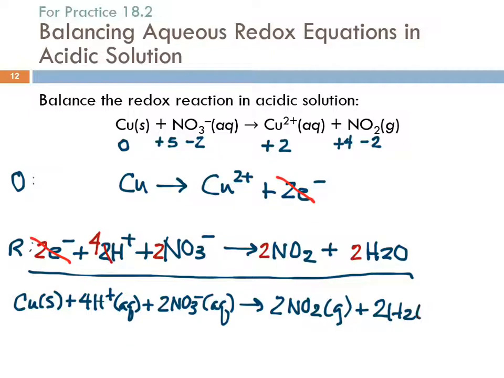What's the state for water? Liquid. Plus copper 2 plus aqueous. Nice and compact. Now, the previous one, we could have very easily balanced by inspection. Can you balance this one by inspection? No, because there's no way to get the nitrogens and oxygens to come out right, because you have to throw hydrogen and water in there to make it happen.